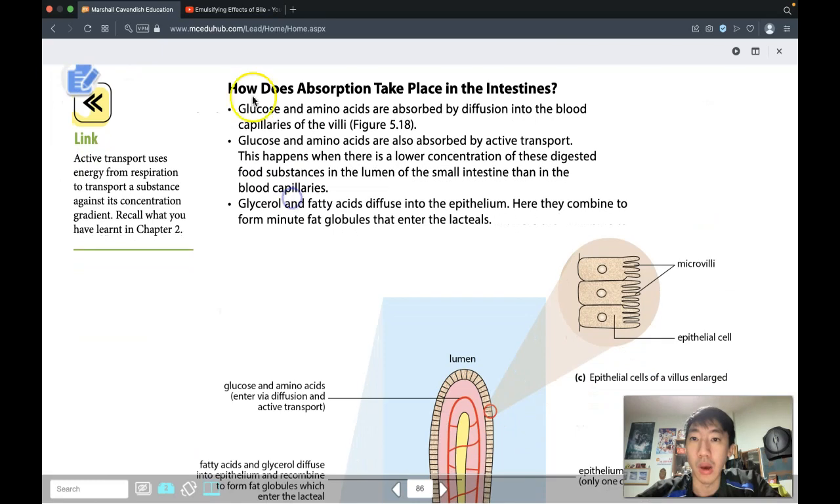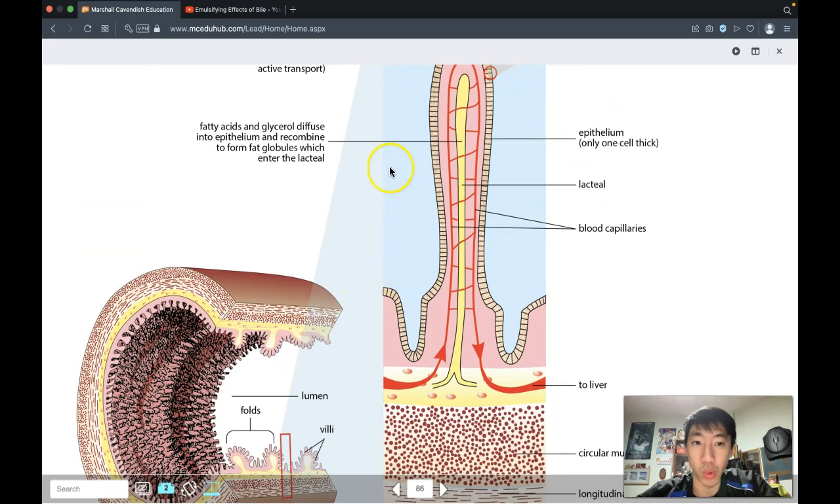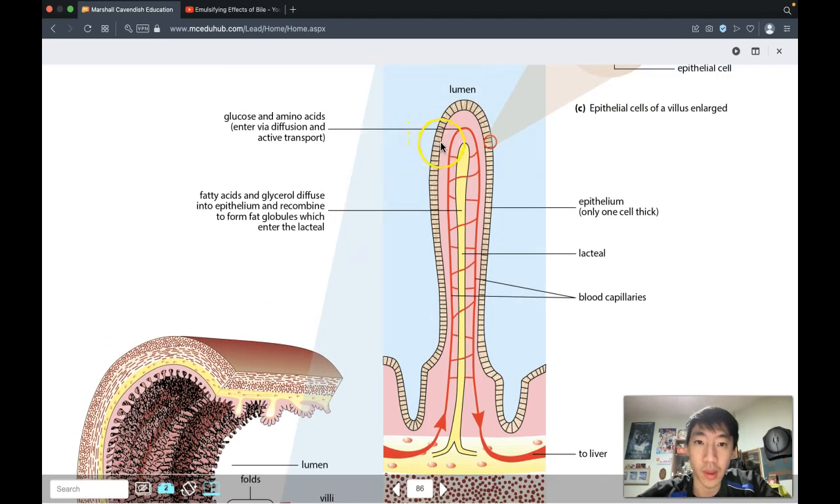Okay, so how does absorption take place in the intestines? Glucose and amino acids are absorbed by diffusion into the blood capillaries of the villi. So over here, let's imagine that there is some glucose and some amino acids. They will enter through the cells of the small intestine, and then they will go into the bloodstream, the blood capillaries, these red color things. And then they flow away onwards to the liver. There's actually a special vein called the hepatic portal vein that directly connects all of these capillaries to the liver.